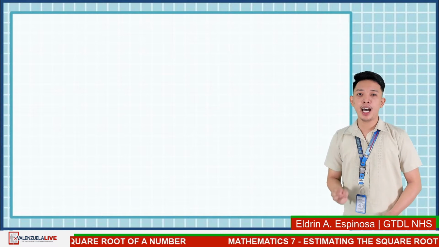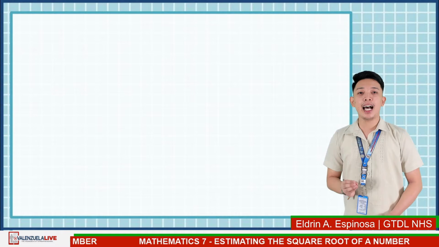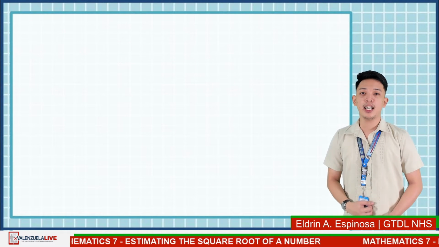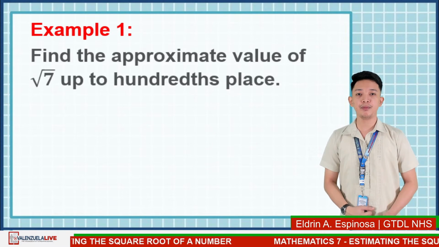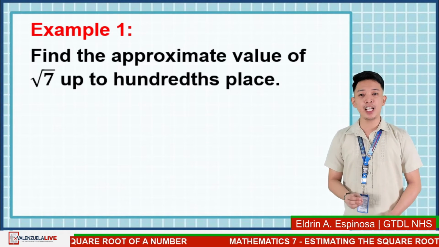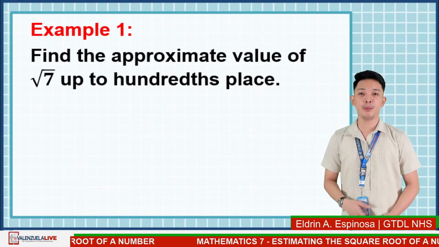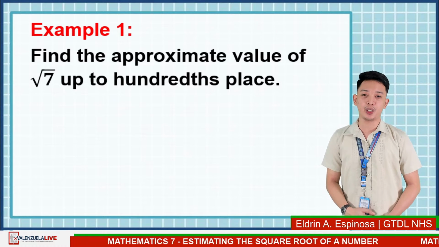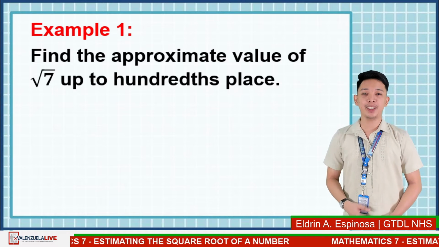Now, how do we approximate the value of the square root of a number up to the hundredths place without using a calculator? Let us have example number 1. Find the approximate value of square root of 7 up to the hundredths place. Again, this time we are not going to use a calculator. We're just going to follow the following steps.